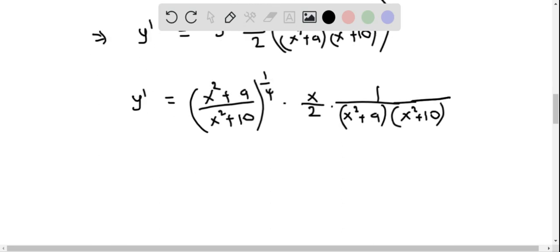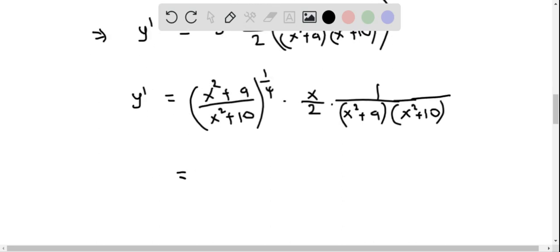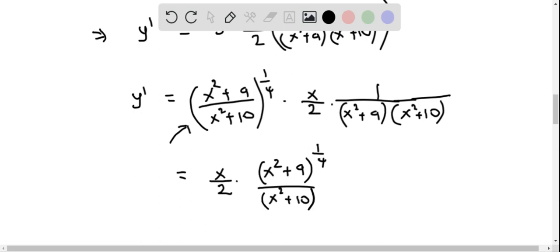We can put it in a simplified form. So first let me put this x by 2 term, and then I'm going to apply the exponent law here, which means I can write this as (x squared plus 9) raised to the power of 1 by 4 divided by (x squared plus 10), once again raised to the power of 1 by 4. And then this is multiplied with the expression x squared plus 9 times x squared plus 10.